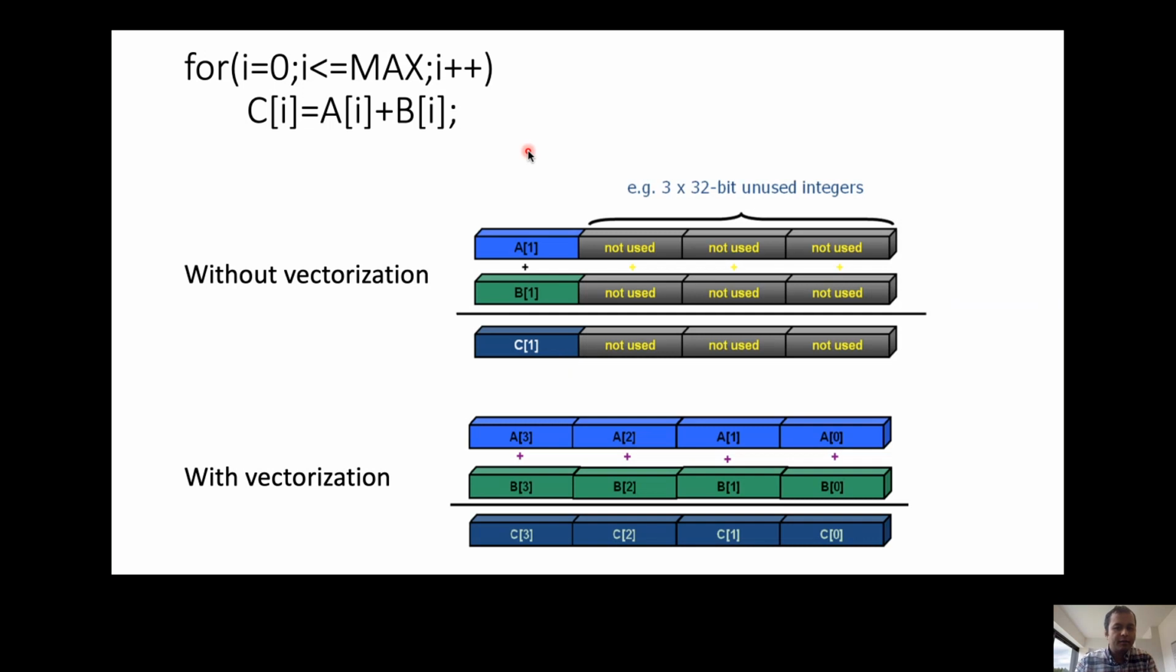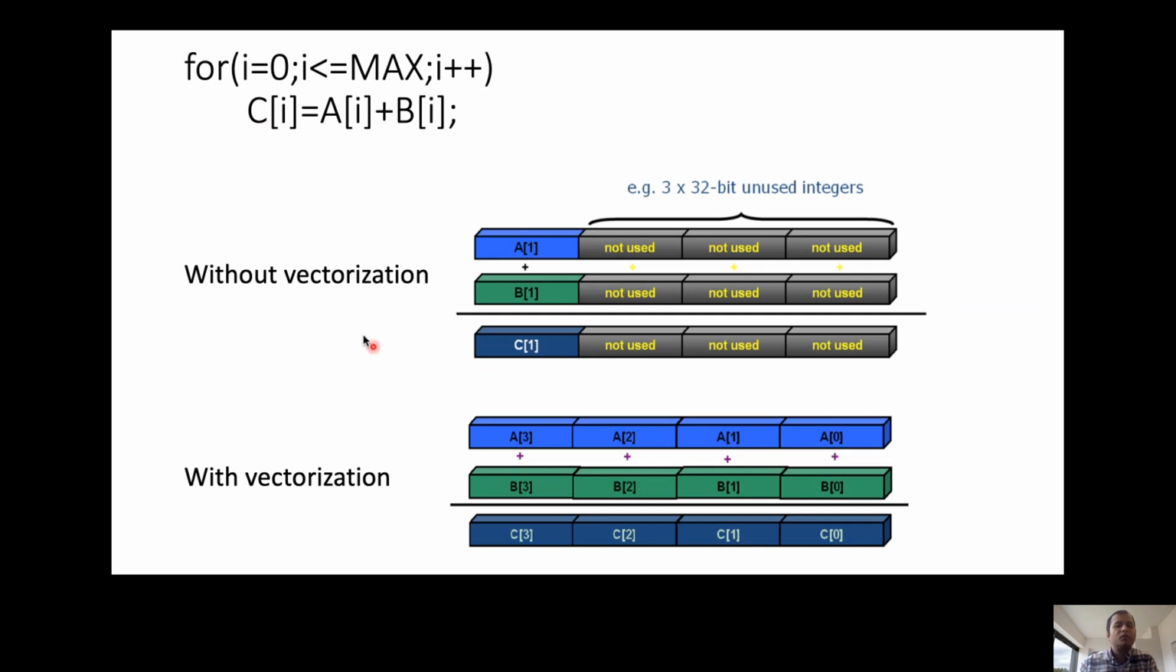This diagram is also taken from the same Intrinsics guide. Let's say you have a for loop that runs many iterations, and you do add operations between elements of A and elements of B, and the answer is stored in C. This slide shows the code without vectorization and with vectorization.